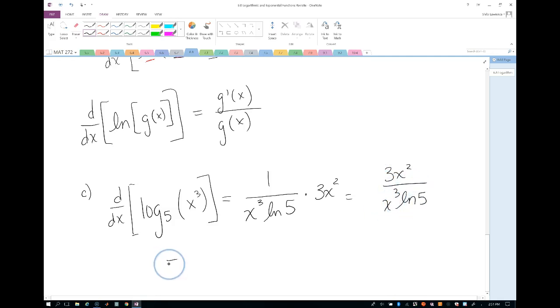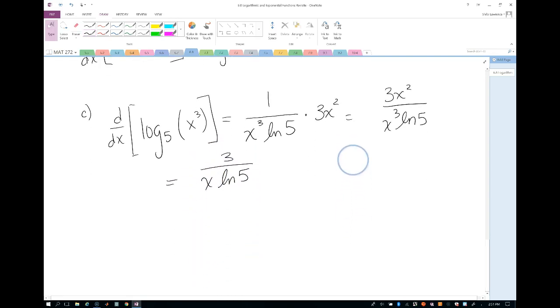And we can use some operations on exponents there and just simplify this down to 3 over x natural log of 5. If you remember your algebra properties for logarithms, those could be very helpful for some of these problems.